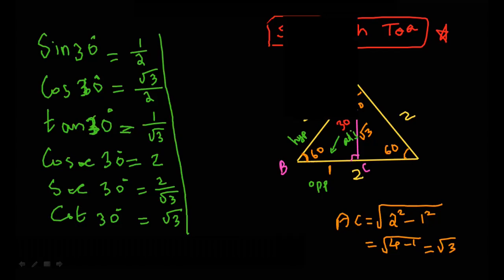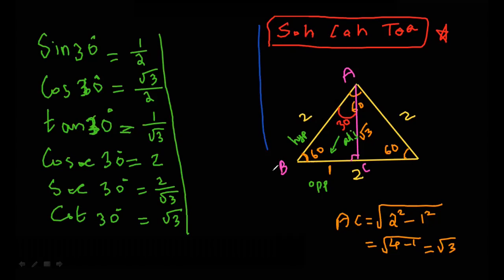Now, what is next? 60 degree, correct? So with respect to 60 degree, hypotenuse will not change. When you are considering 60 degree, this is 60 degree. Which will be the opposite side? The opposite side and adjacent side will change, correct? So with respect to 60, this side will be opposite. The root 3 part will become opposite, right? This is the opposite side.